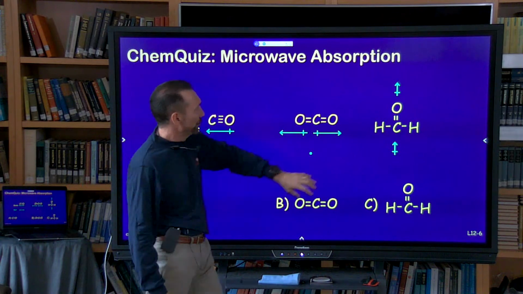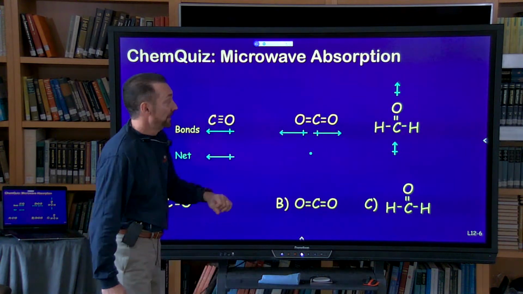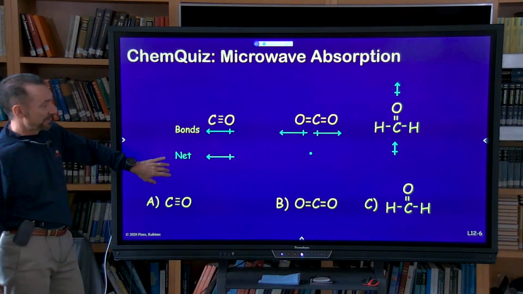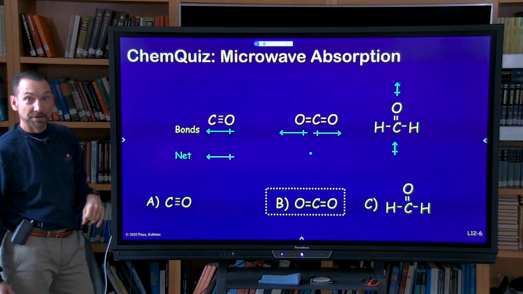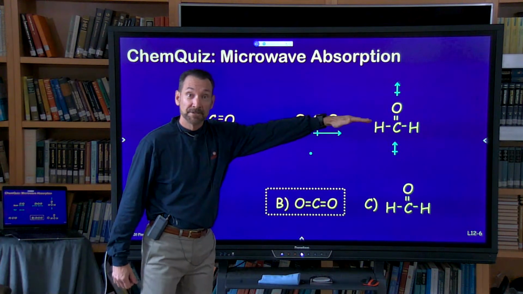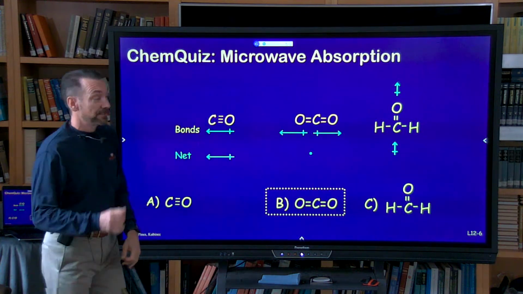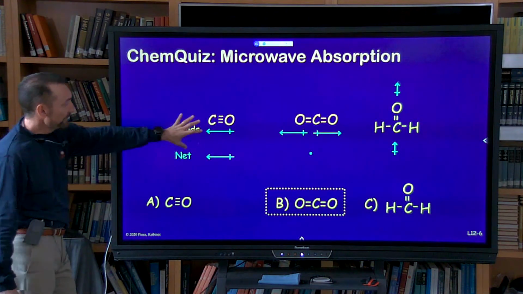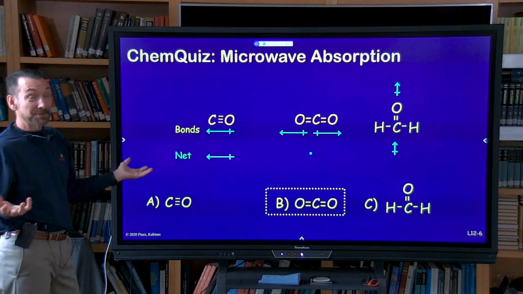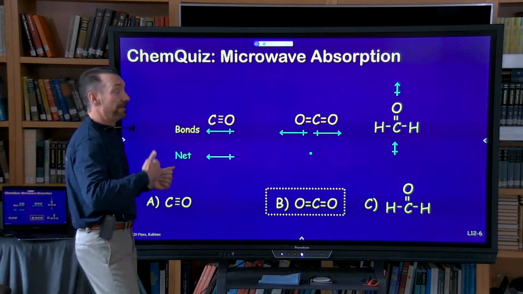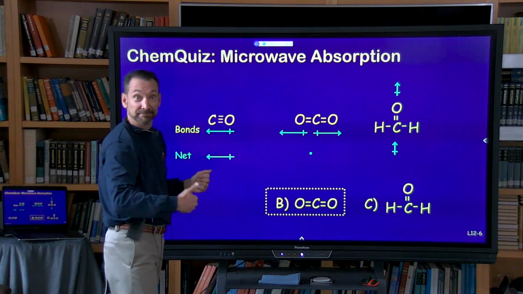So these two would absorb microwave energy, and the carbon dioxide would not. Transparent. Microwaves go right on through. Transparent to microwaves, just like visible. These absorb it. And we don't get to it in this class, but the rotations are quantized.